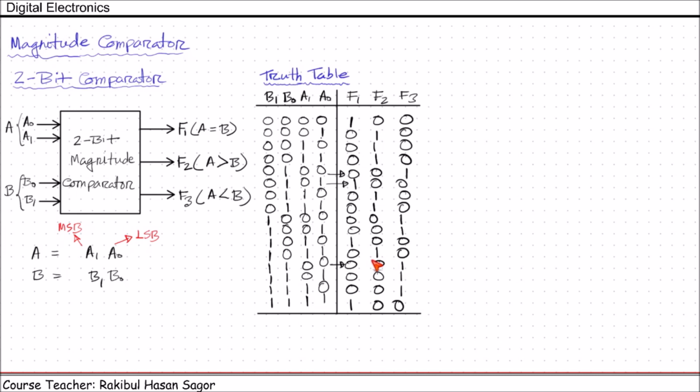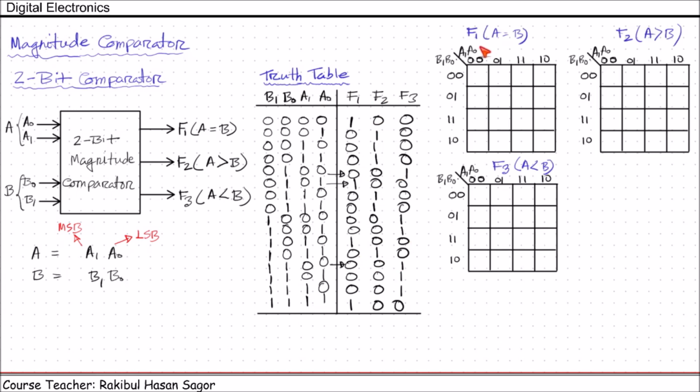Now, let's start constructing the Karnaugh map for each output function. Hence, we need to construct 3 Karnaugh maps. One is for F1, which will represent A equals B. One is for F2, which will represent A is greater than B. And another is for F3, which will represent A is less than B.